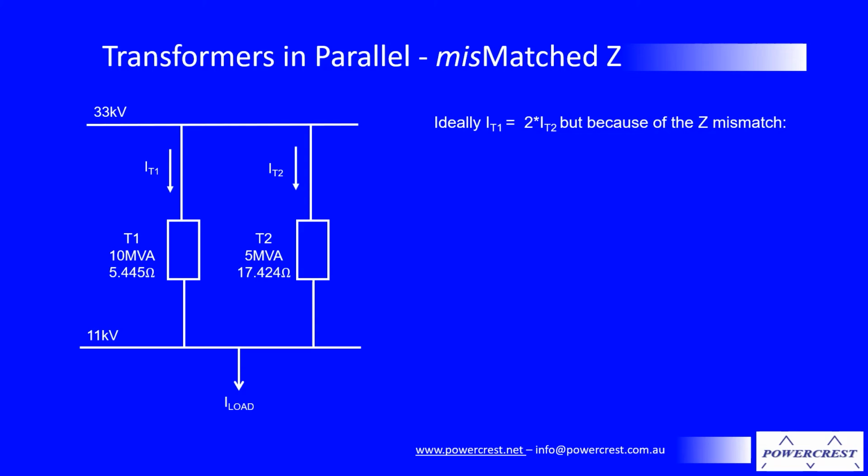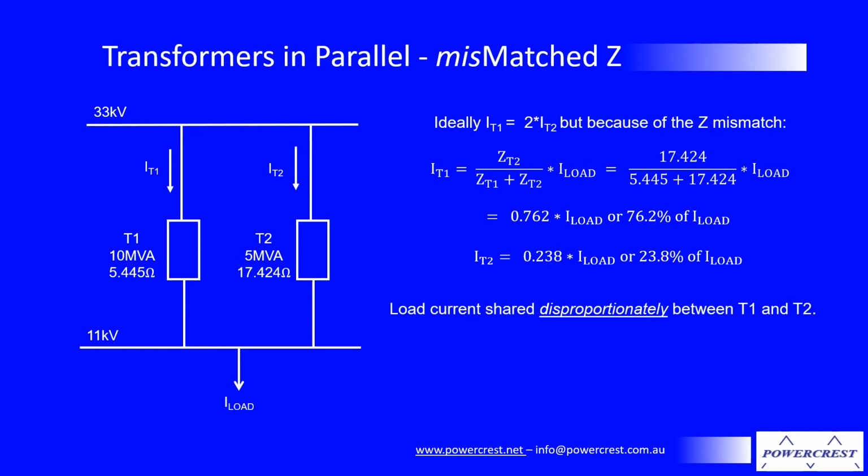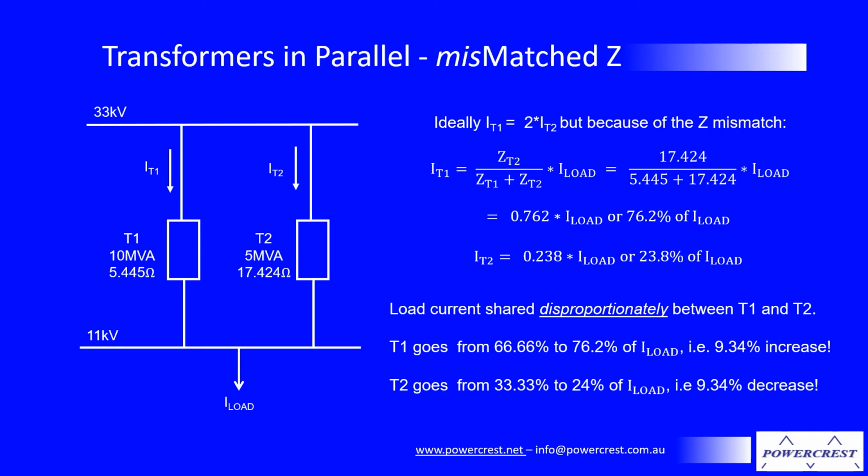And we do a bit of the calculations and we see that T1 now carries 76.2% of the load current. And the balance, of course, is now taken by T2, which is 23.8% of the load. So the load current is now shared disproportionately between T1 and T2. T1 goes from 66% to 76%, which is about a 9.34% increase, and T2 goes from 33 to 24% of the load current. That is a 9.34% decrease.